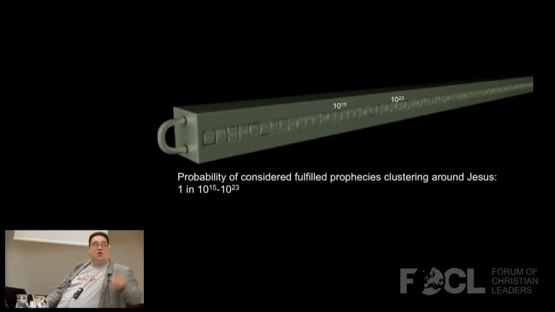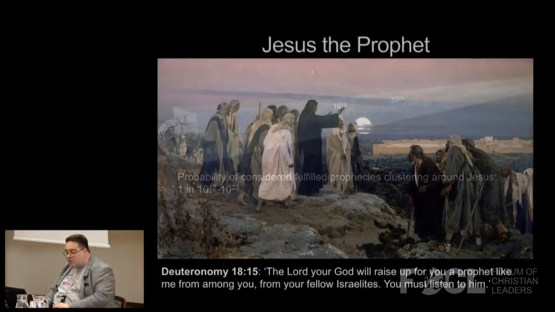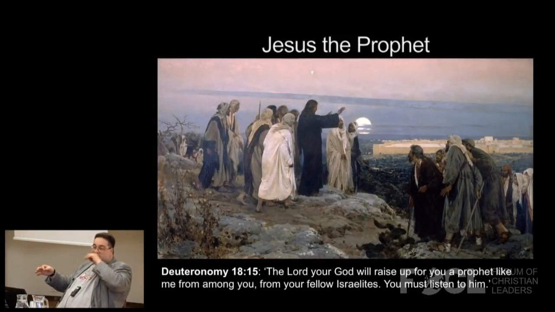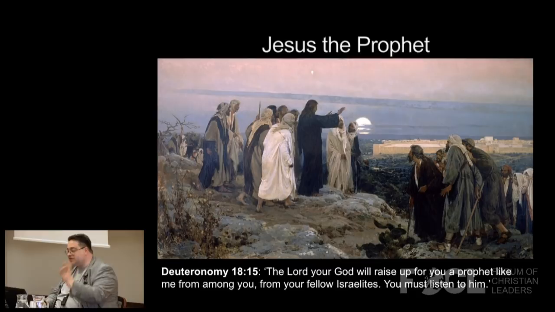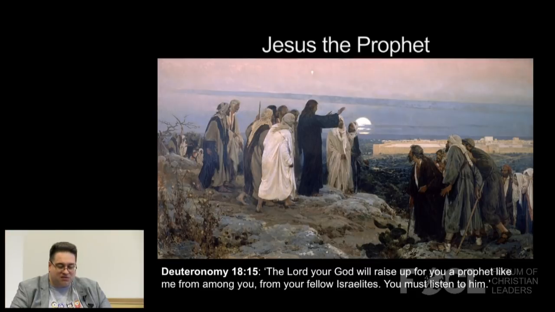Let's put it onto our long tumbler combination lock here, with the probability of the considered fulfilled prophecies clustering around Jesus at between 1 in 10 to the 15 and 1 in 10 to the 23, depending on which ones you want to use. Now, one of those prophecies that I'd used in my 27 list was that Jesus would himself be a prophet. Deuteronomy 18:15 talks about the Lord God raising up a prophet from among you like Moses, from your fellow Israelites, and so on.